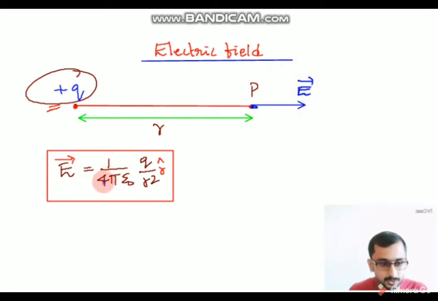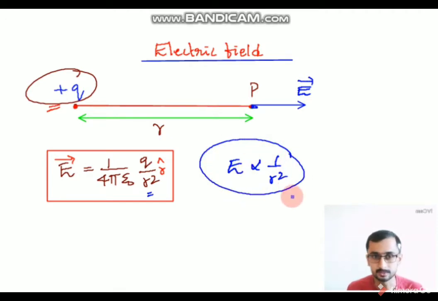And the expression is given by 1 by 4 pi epsilon naught q by r square. From this, it is clear how the electric field depends on the distance of that point from that particular charge. How is electric field proportional to r? From this, it is clear that electric field is inversely proportional to r square.